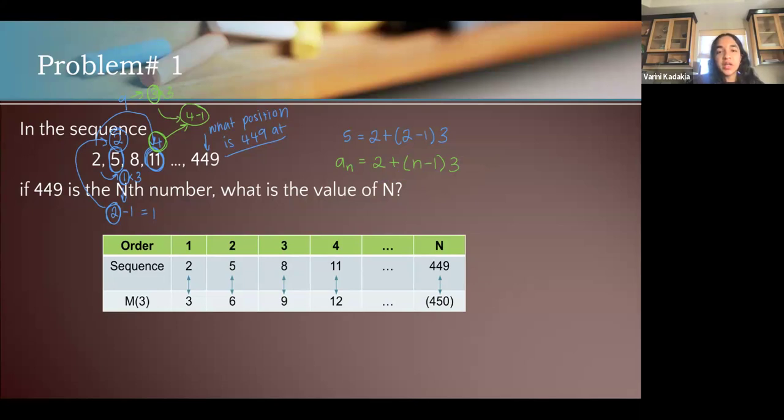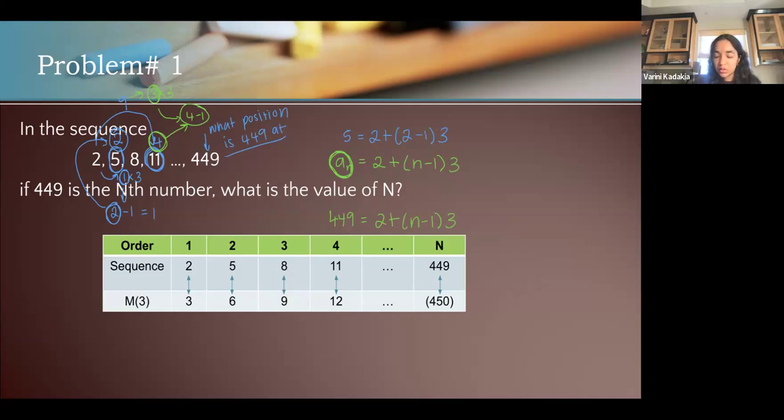So anyone want to guess how we can figure out what n is? Where can we plug 449 into? We can plug 449 into A of n, right? Okay, so 449 equals 2 plus n minus 1 times 3, right? Okay, so then let's solve this equation. Do we know how to solve equations? Okay, so what is the first step I should do?